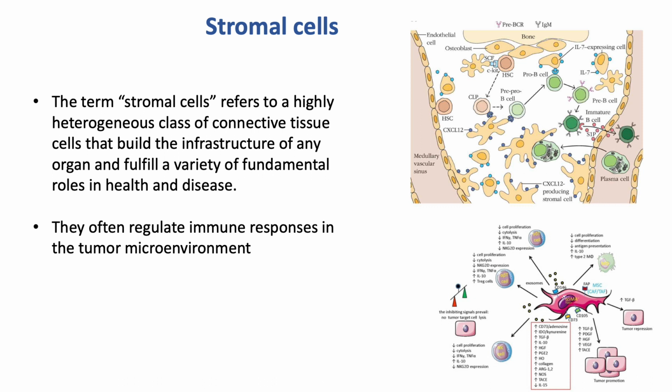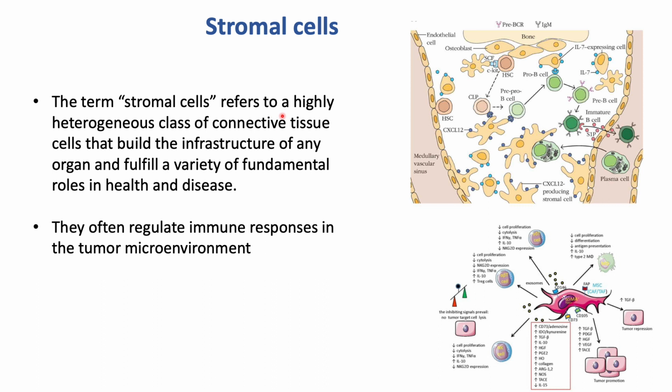Further, stromal cells are an important component in the whole process of B cell development. We just learned that pro B cells express c-KIT, which binds to stem cell factor expressed on the stromal cells in the bone marrow. This also induces the pro B cells to proliferate and differentiate into pre B cells. All these are the stromal cells.